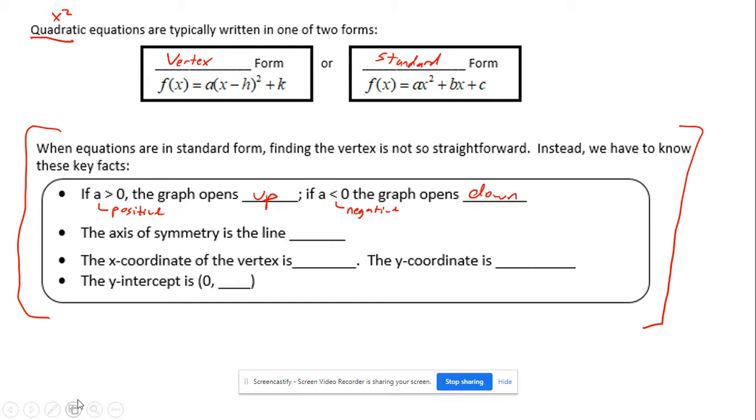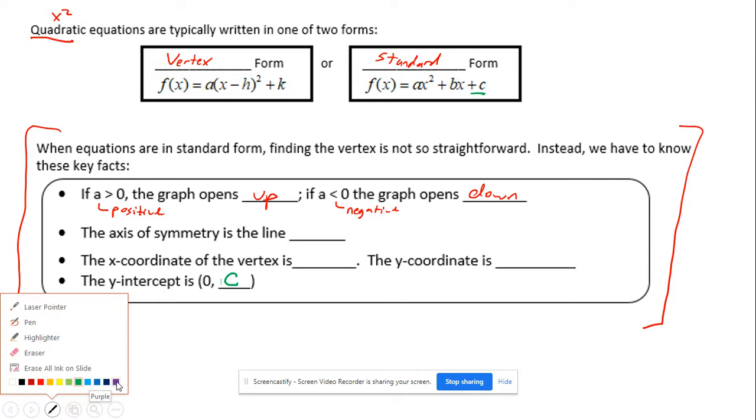The other one that's also pretty easy is the y-intercept. The y-intercept is just whatever the constant is. In standard form, the y-intercept is whatever c is. So our y-intercept is 0, c. So that one's pretty easy as well, okay? Now, remember, standard form and vertex form are different. The number added at the end is not the y-intercept if it's in vertex form. So this is only true if it is standard form. The constant at the end is going to be the y-intercept. So far, so good, right?